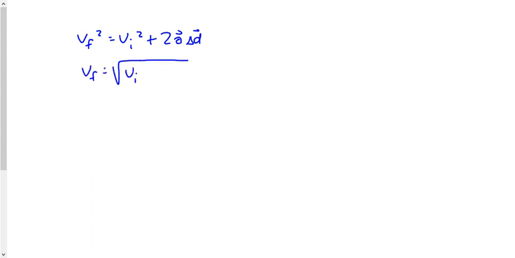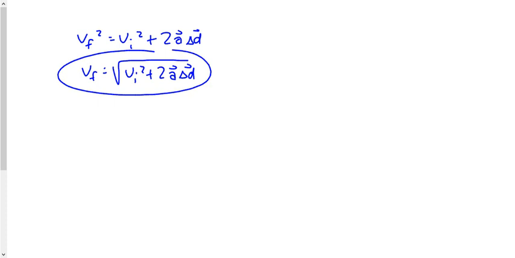Let's take a look at another one. VF squared equals VI squared plus 2AD. I want to solve for, well, let's solve for VF first. This one's simple. We're just going to say VF is equal to the square root of VI squared plus 2AD. It's almost by itself now. We just have a square there. We've got a square root to get rid of that. So VF is equal to the square root of VI squared plus 2AD.